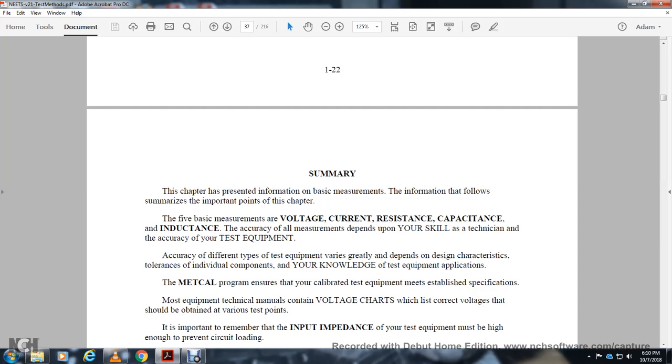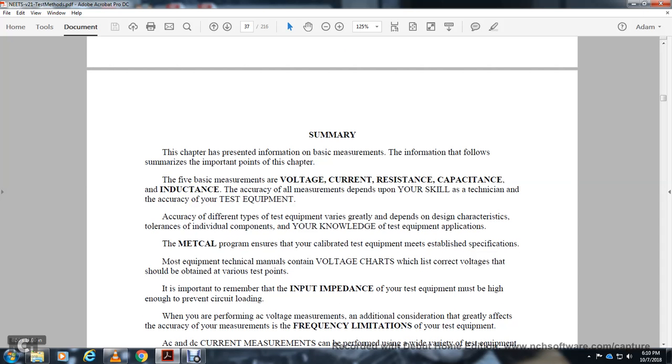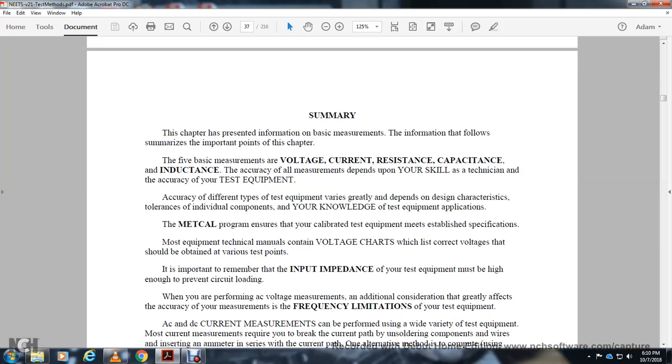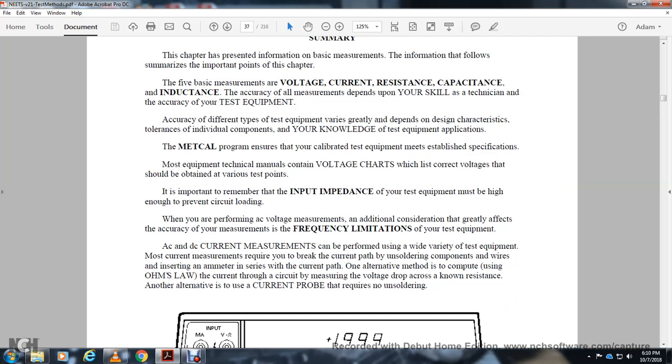One of the important remember the input and pin for the test equipment, and you must have the high enough to prevent the circuit loading. When you're performing a AC voltage, remember the additional consideration greatly affect the accuracy of the measurement, frequency limitation of your test. AC/DC current measurement that can be performed by a wide variety of the test equipment.